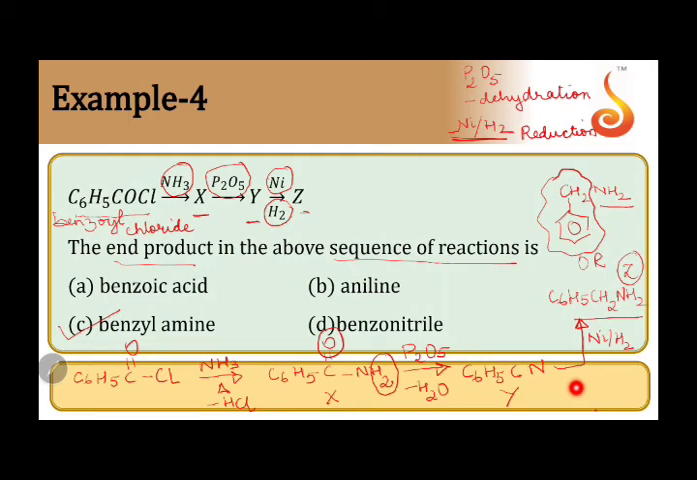This compound can also be called as phenyl methenamine. So answer benzyl amine is given as option C. So we can select that answer.